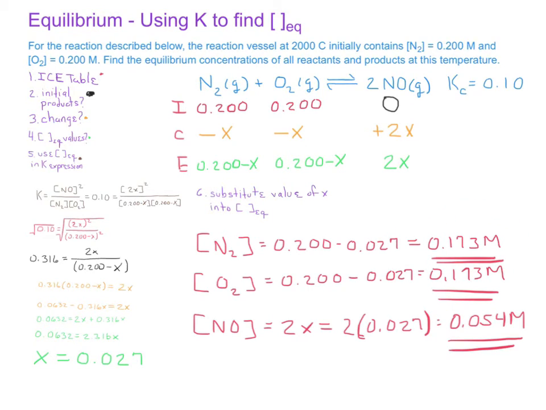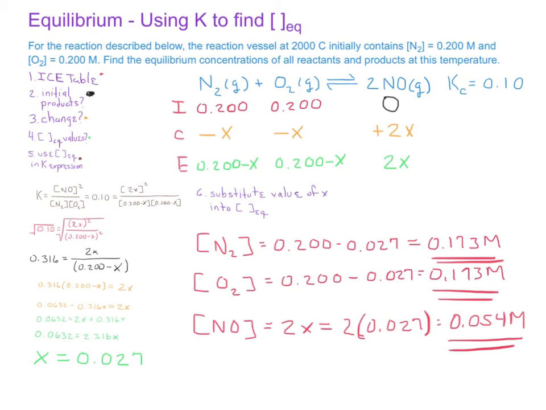So in this problem, we were looking to use the equilibrium constant to find the equilibrium concentrations, and we were starting with initial concentrations of reactants. We followed these steps using our ICE table to find the value of x, and once we found the value of x, we plugged it into the equilibrium concentrations that had x in their expressions to find what the equilibrium concentrations were.